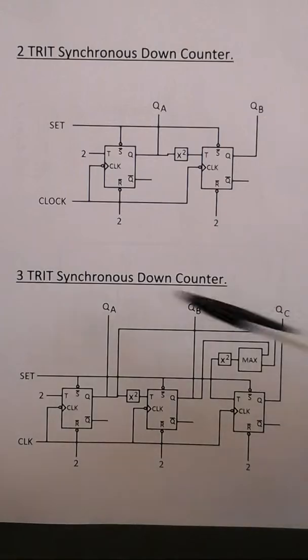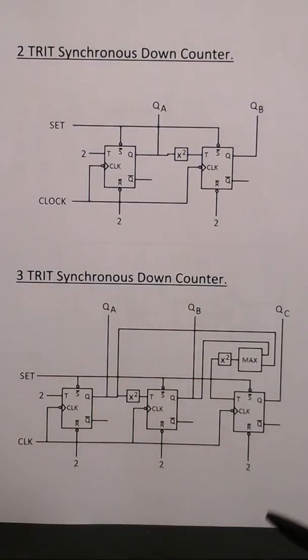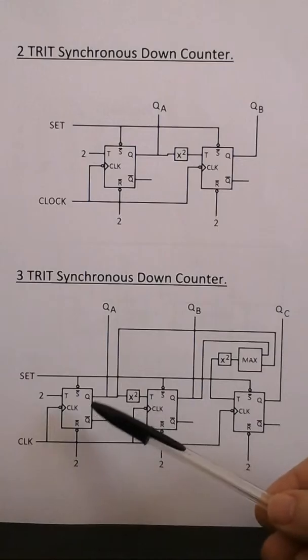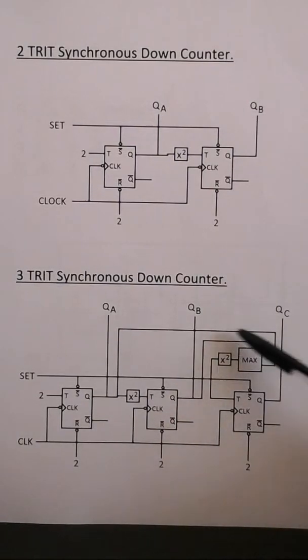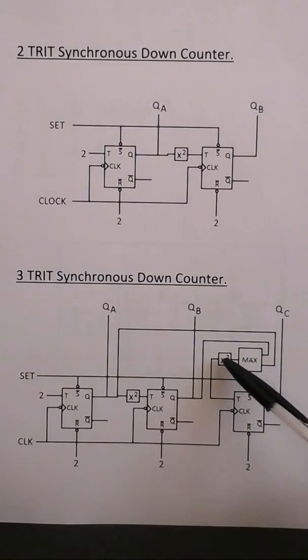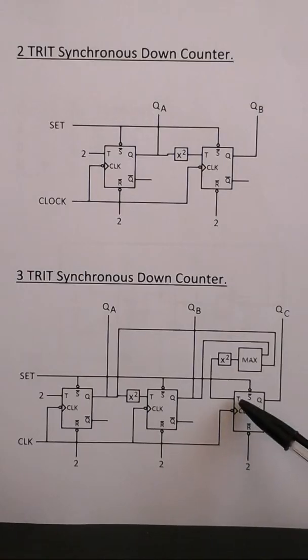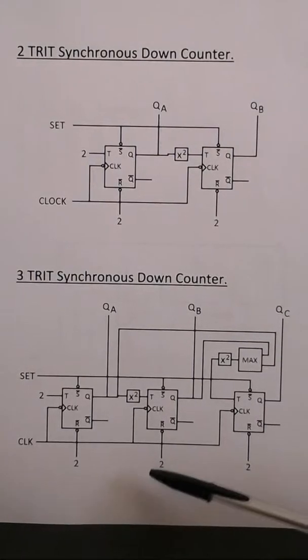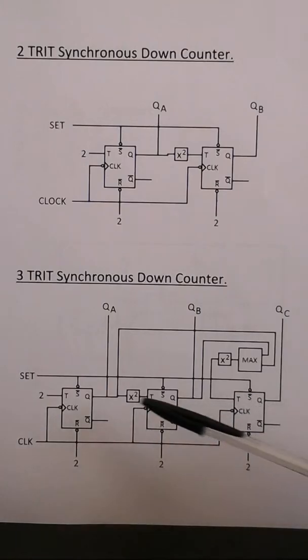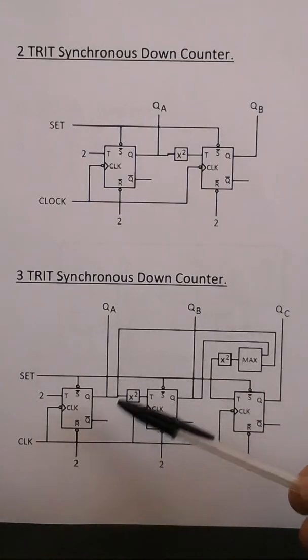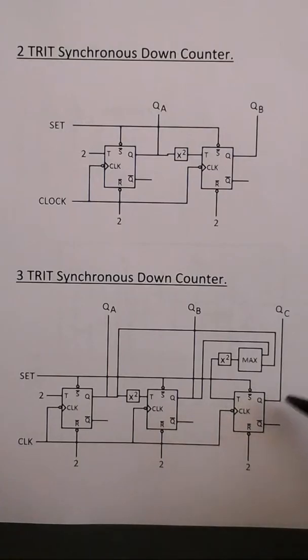I've done a circuit diagram for the 3-trit synchronous down counter, which basically, when QA and QB are zeros, they're fed back to the maximum function, which is a 0 when both inputs are 0, which generates a 2 from the X2 function, which is fed into the T, so that it counts down when X2 is a 2 and holds when it is a 0. So here we have the resets at 2, common clock, and inputs fed from the Q of the previous flip-flops.